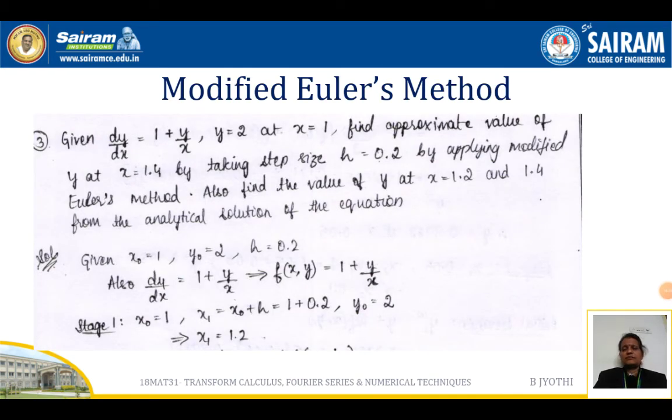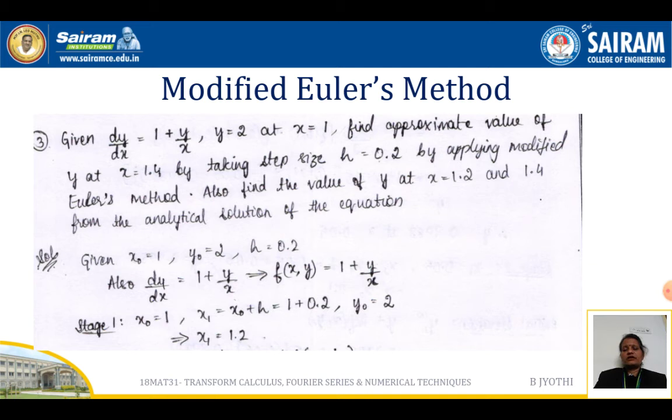So the next problem, given dy by dx is equal to 1 plus y by x, y is 2 and x is 1. Find approximate value at x is equals to 1.4 by taking the step size of 0.2 by applying the modified Euler's method. Also find the value of 1.2 and 1.4 from the analytical solution of equation. So in the modified Euler's method, as I told you, we have the two formulae. One is Euler's formula, another one is modified Euler's formula. Our Euler's formula is called as a predictor formula, and a modified Euler's formula is a corrector formula.